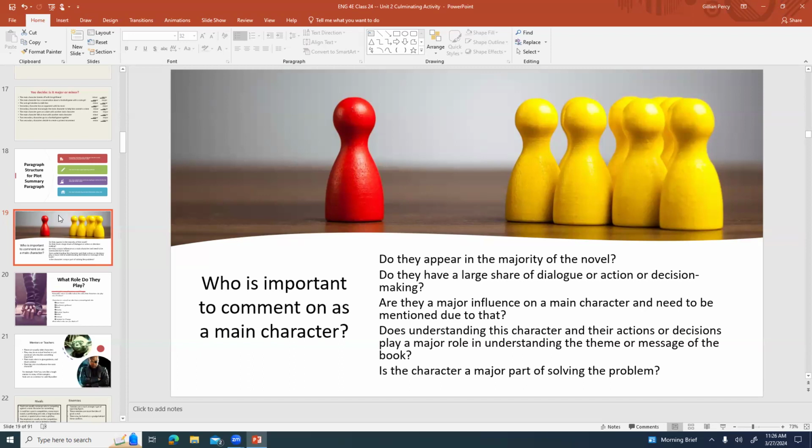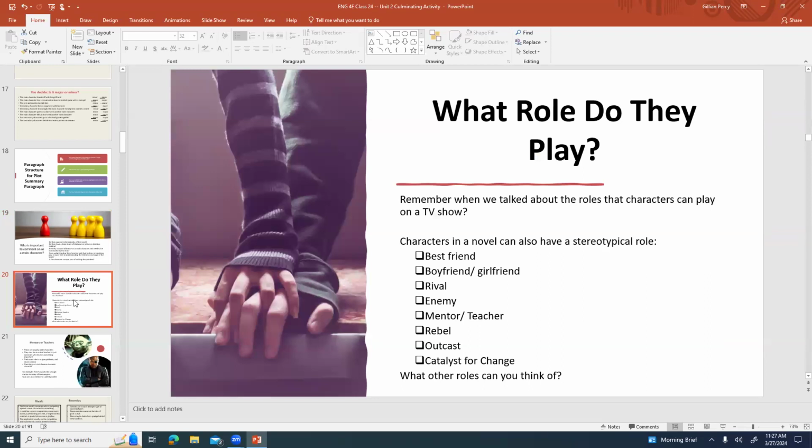Also, is the character a major part of solving the problem? Sometimes there may be a character that doesn't really show up until the end of the book, but then they have a huge impact on how the problem gets solved, in which case you're going to need to mention them. They may not be a main character, they may be a secondary character, but you will still have to mention them.